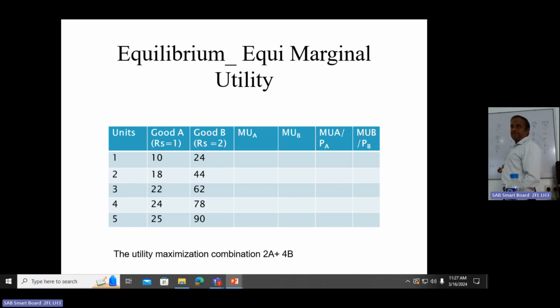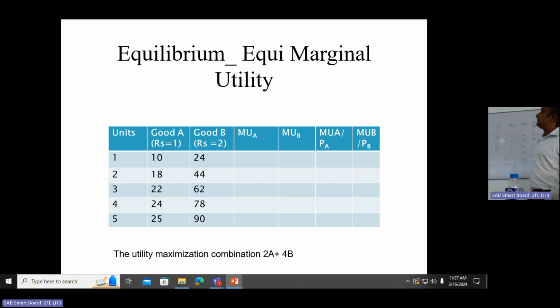And the quantity is this. Based on that, you can draw the demand curve for different prices and different quantities. You will get a downward-sloping demand curve as well. Now here we identify only the equilibrium, the combination of product A and product B which maximizes the utility of the consumer. Okay, is it clear?